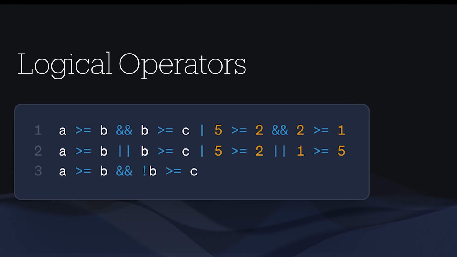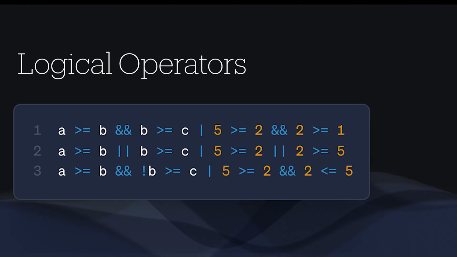Next we see the OR operator defined with two pipes. This is essentially the same thing as the example above, but however only one of these has to equate to true for the whole expression to amount to true. So if A is less than B, but B is greater than C, then it will result in true. However, if both of them are false, it will result in false, and if both of them are true, it'll still result in true.